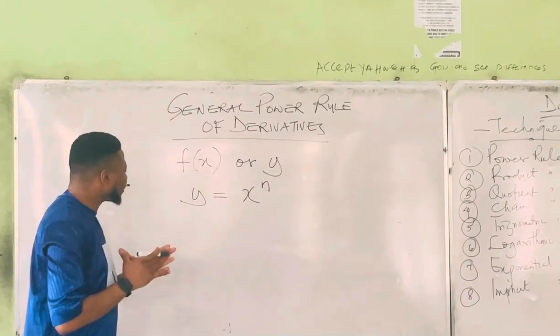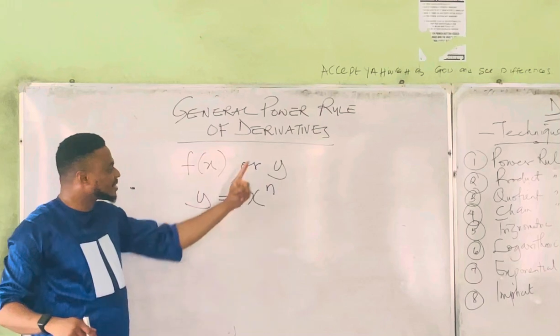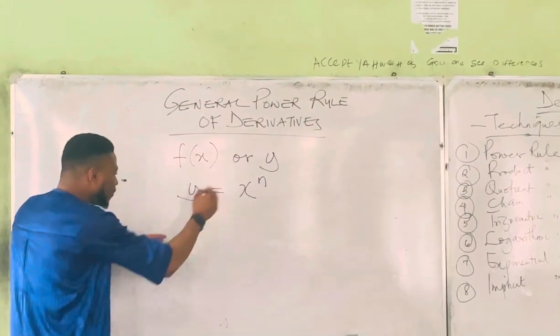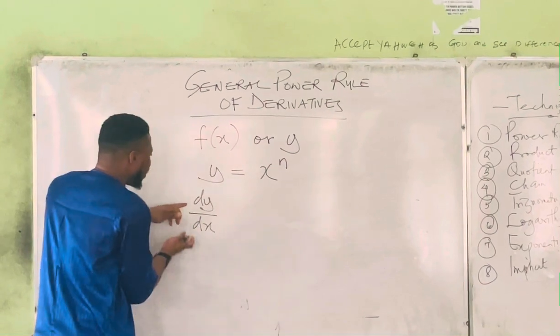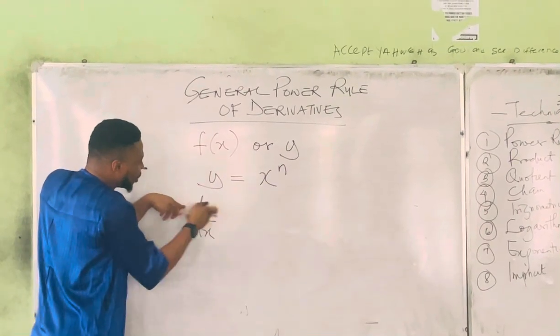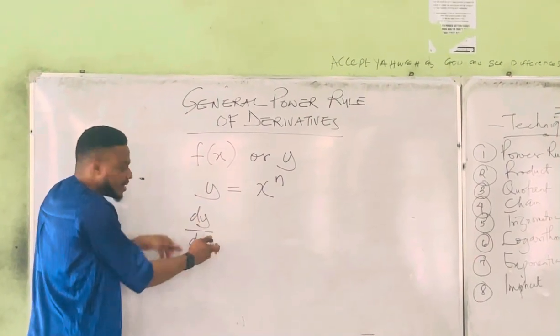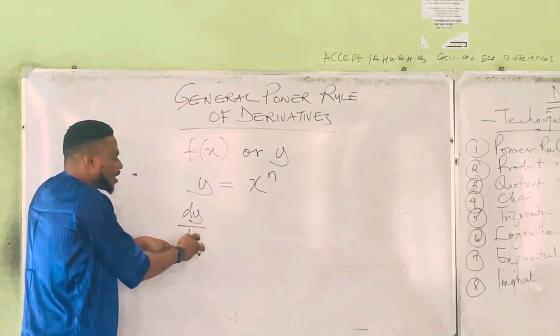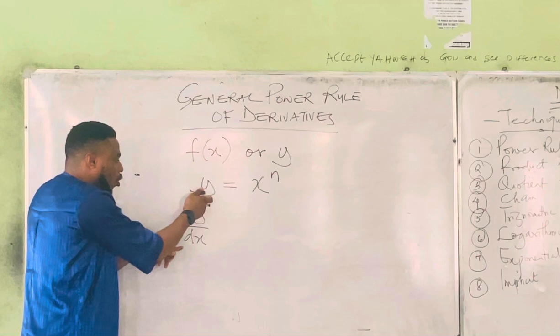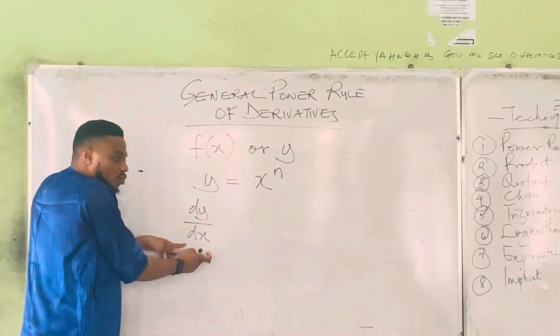So the power rule is that if y is equal to x raised to power n, to differentiate this, dy over dx means differentiate y with respect to x. Change y with respect to x. Why are you changing y with respect to x? So change y with respect to x because y is depending on x.